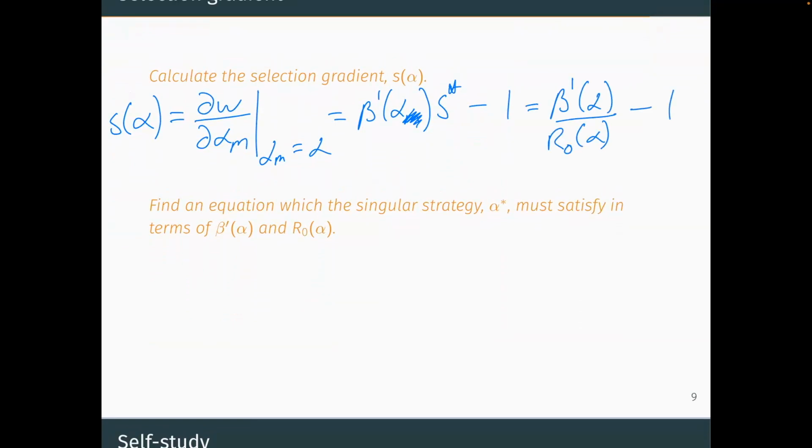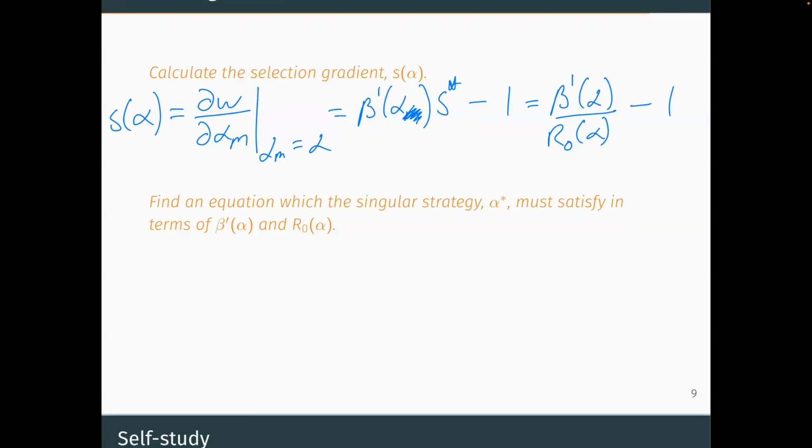So remember, this selection gradient is telling us the direction in which we are evolving. So if this value here of S of alpha is positive, then alpha is going to be increasing. And if it's negative, alpha is going to be decreasing. And if it's equal to 0, then we're at a singular strategy. We refer to this as alpha star.